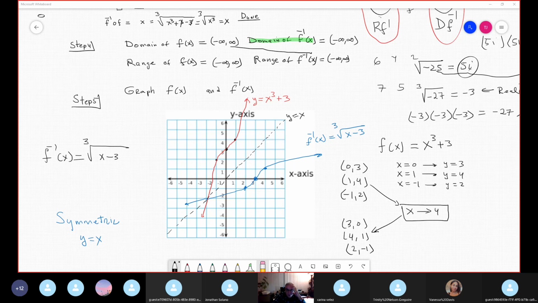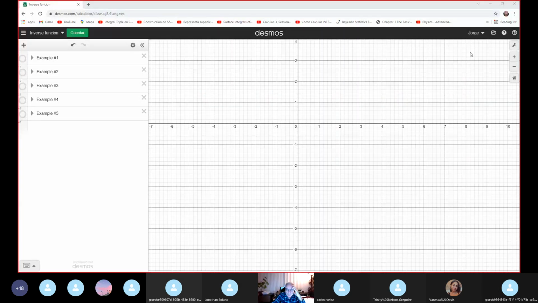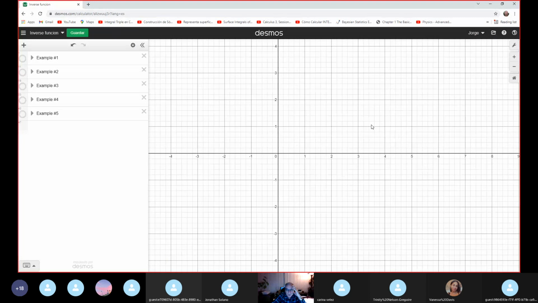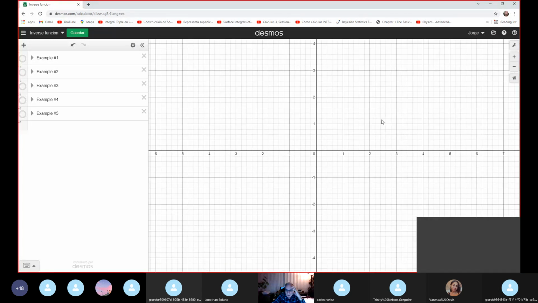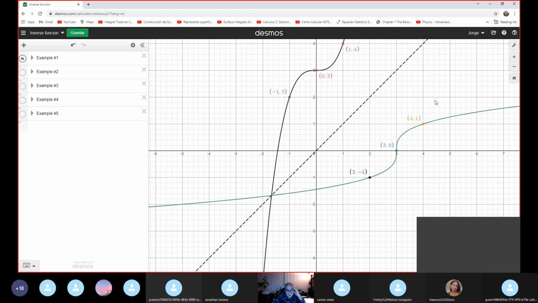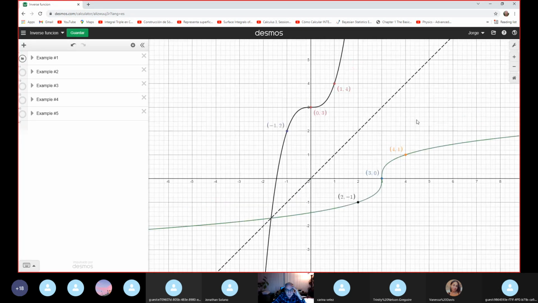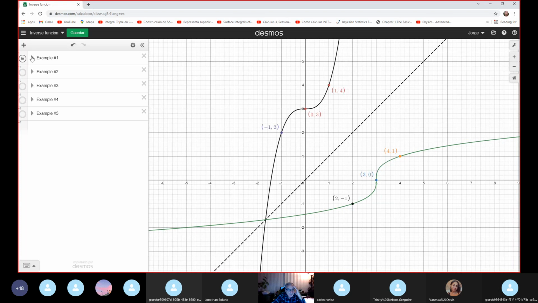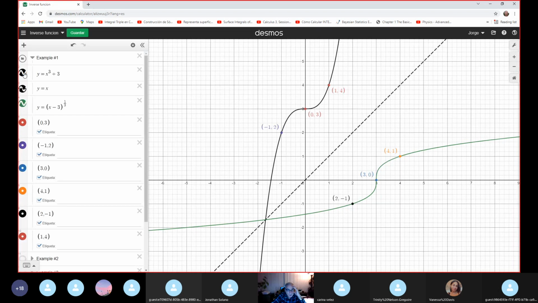Boom. Switching to Desmos. Do you see Desmos? Do you see it or no? Good. Example 1, look. What is that? Look, this example is, look. The original function.